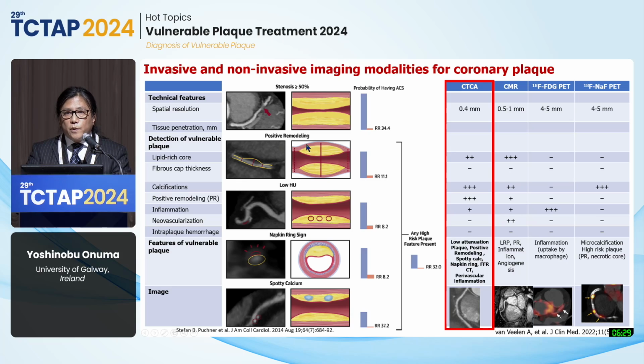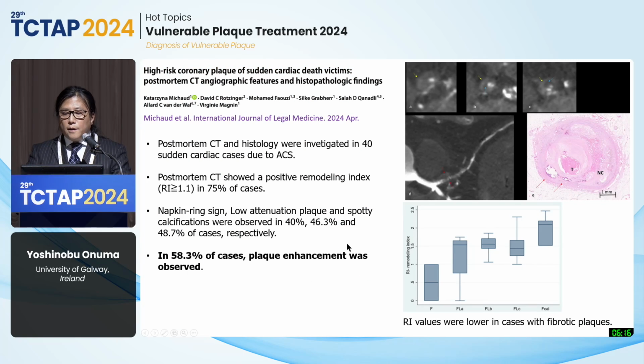Typically, the high-risk plaque on CT is either positive remodeling or the low attenuation plaque, low Hounsfield unit, napkin-ring sign, which is enhancement of plaque by the contrast, or the spotty calcium. There were a couple of autopsy studies performing post-mortem CT and comparing that with the histology.